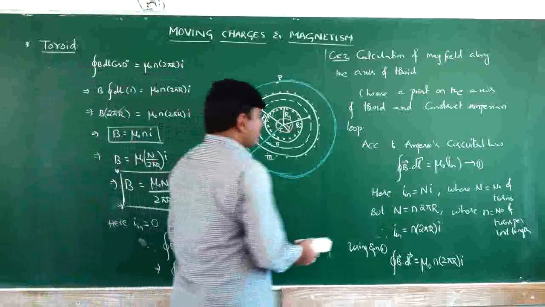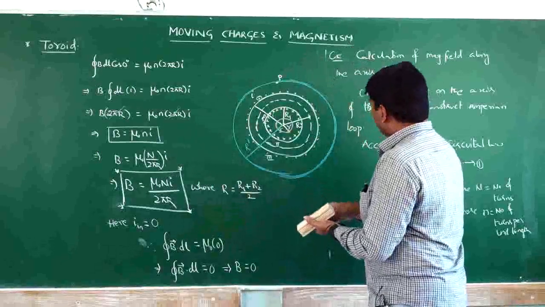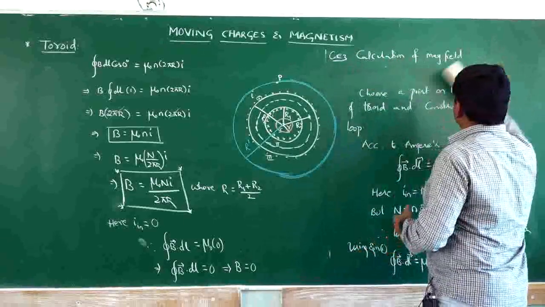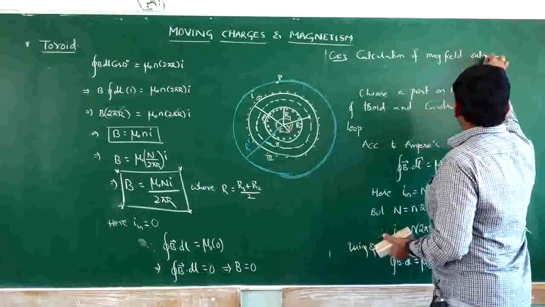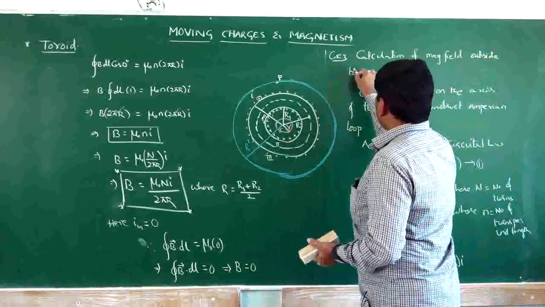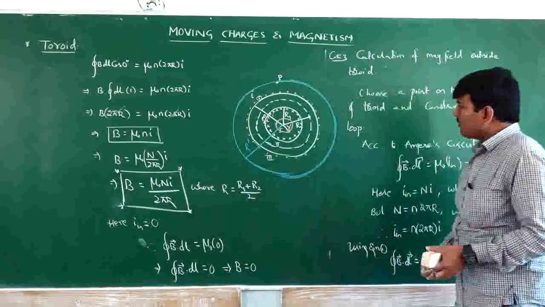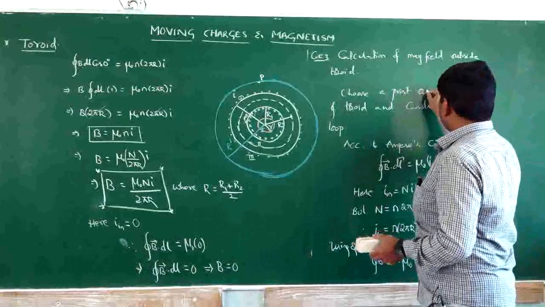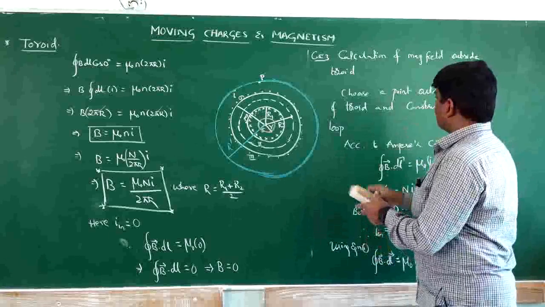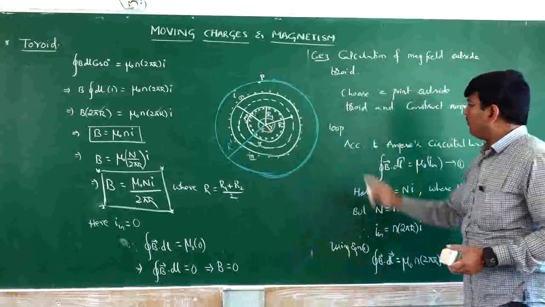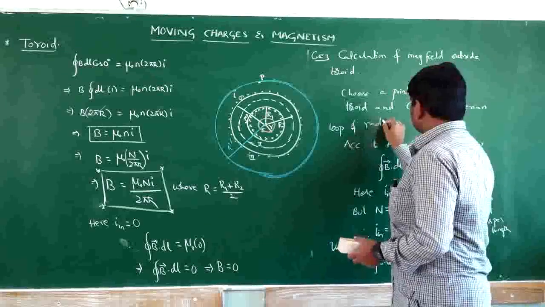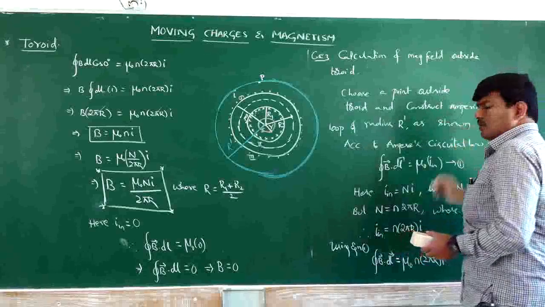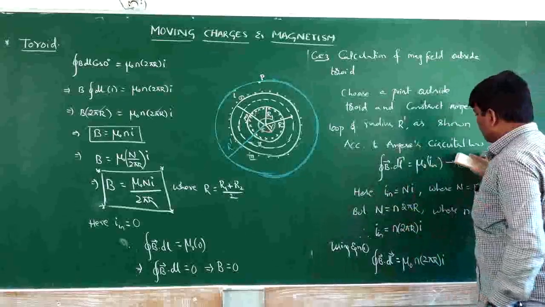So, the same story is to be repeated. Case 3: calculation of magnetic field outside the toroid. For that we need to choose a point outside the toroid and construct an Amperian loop of radius r dash as shown. Now, the story repeats. According to Ampere's circuital law, we will be knowing this formula.